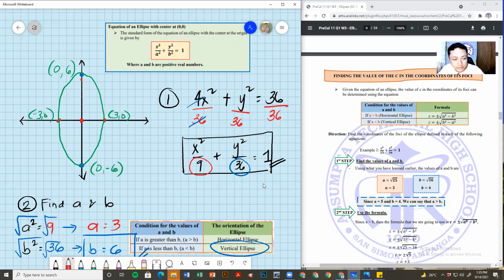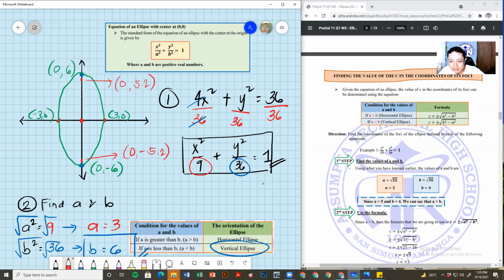There's 5.2. And then from here, 1, 2, 3, 4, 5.2. There. Lampas lang kayo ng konti after 5. There. And that is our foci. Those are our 2 foci. This is 0 in x and then positive 5.2. And then the other foci's coordinates will be 0 in x, no movement in x, and then negative 5.2 below.